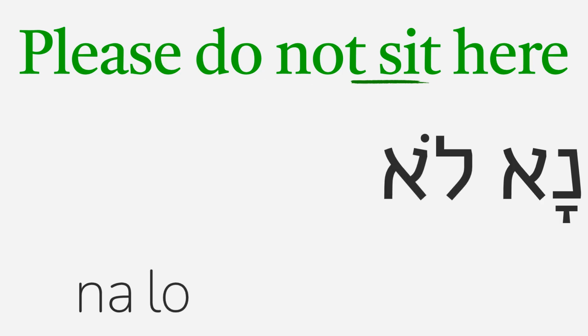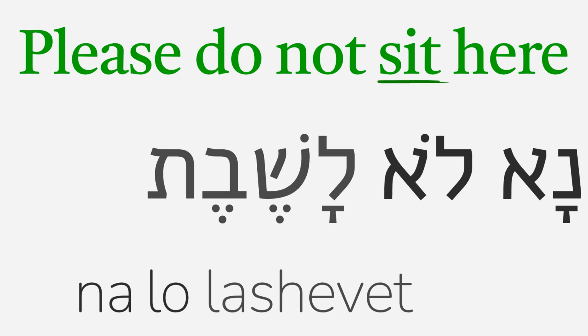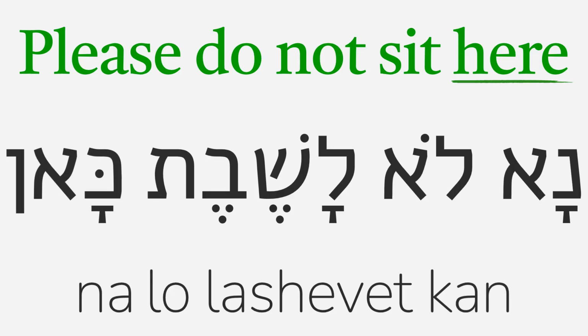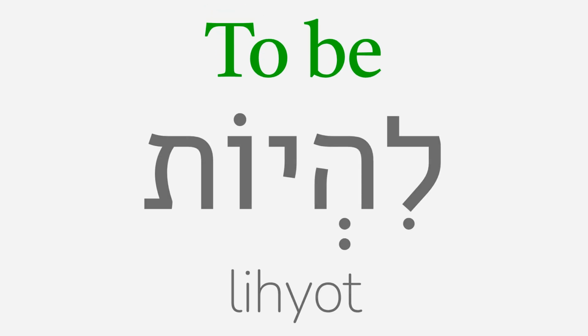And the verb sit will not be the imperative, but the infinitive lashevet. And here is kan. Na lo lashevet kan. Please do not sit here. Na lo lashevet kan. The final thing we've learned in these lessons is the verb to be, which is lihiot.